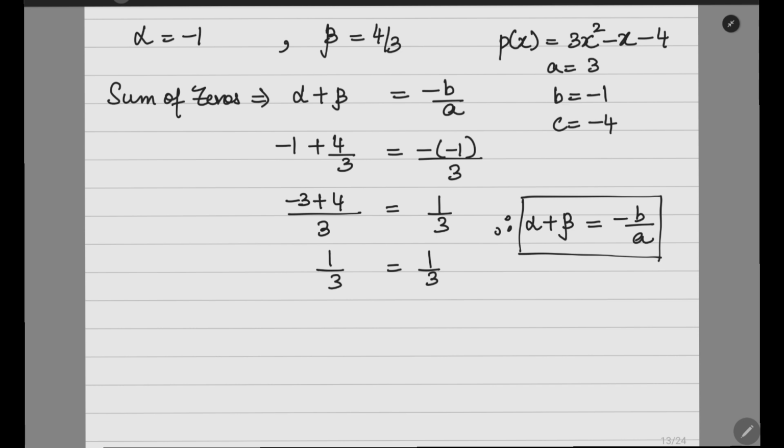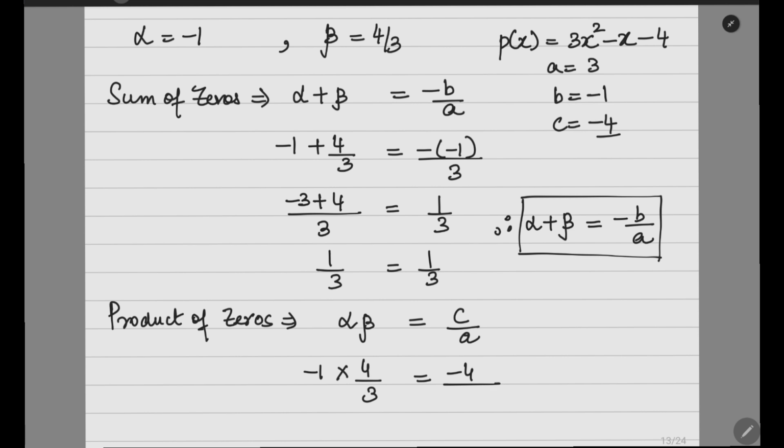Similarly, let us calculate the product of the zeros. The product of zeros, which is nothing but alpha multiplied by beta, should be equal to c by a. What is alpha? Minus 1, multiplied by beta, which is 4 by 3, is equal to c, look at c here, minus 4, by a, which is 3. So minus 1 into 4 is minus 4 by 3, which is equal to minus 4 by 3. LHS is equal to RHS. Therefore, we have also validated that alpha into beta is equal to c by a.